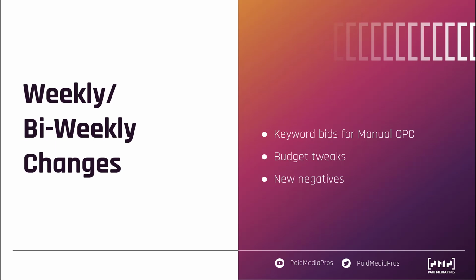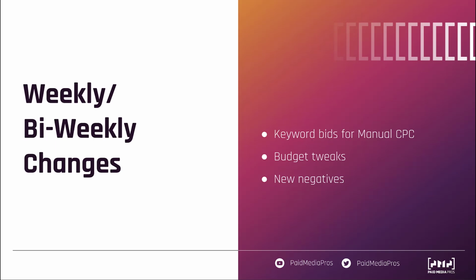Same thing for budget, as well as new negatives. Odds are on a weekly or bi-weekly basis, you're probably looking through search queries. So ideally, you're finding new terms to add as negatives. All of these are small incremental changes. For the keyword bids and budget tweaks, we're talking 5, 10, 15% on a weekly basis, just to keep things moving in the right direction.